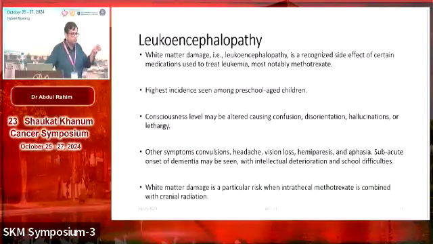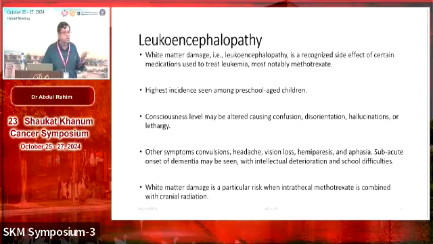Leukoencephalopathy is one of the very common causes of acute loss of consciousness. White matter changes occur. They are very common. Conscious level is altered. There is disorientation, there is hallucination, there is lethargy. Other symptoms would include fits, headache, and intellectual impairment. And in the long run, if this is not very severe, long-term learning disabilities, walking disabilities.